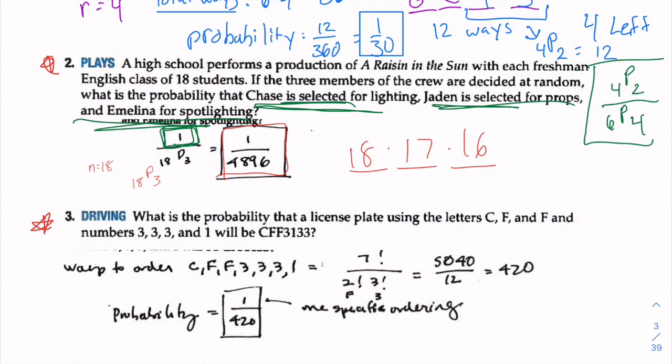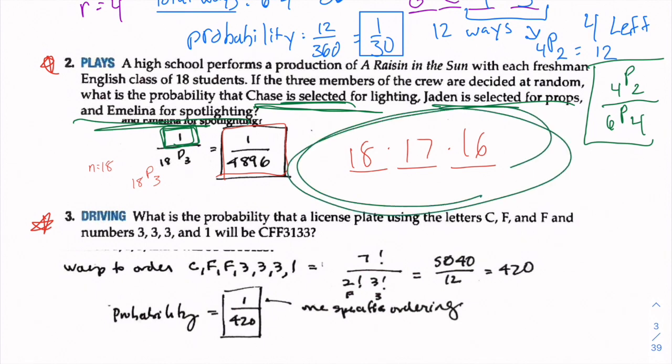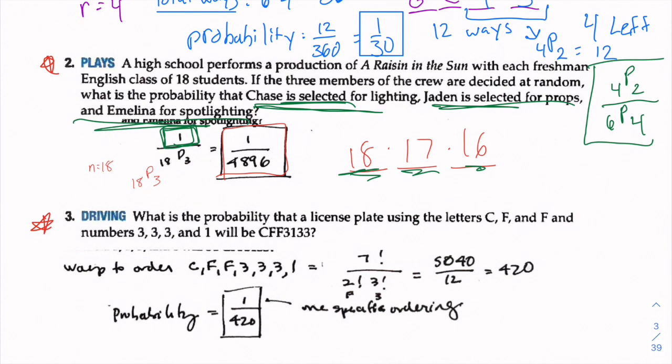So ultimately it is 1 over 4,896. Basically you have 3 slots: 1, 2, 3. The total number of ways, 18 times 17 times 16, gets you 4,896 as well. I know it's kind of weird, but this whole phrasing right here is just one specific order, which is why it's 1 over the total.